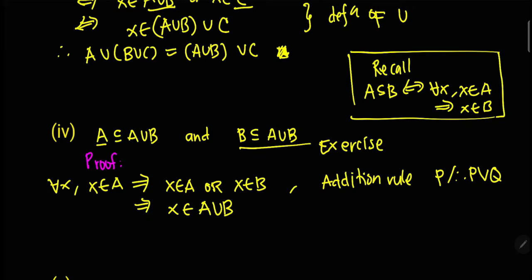So that means whenever x is in A, x is in the union. This is only a one-sided implication, not an if and only if statement, because of the addition rule of inference. So we have A to be a subset of A union B. And we are done. Again, this second statement is the definition of union.